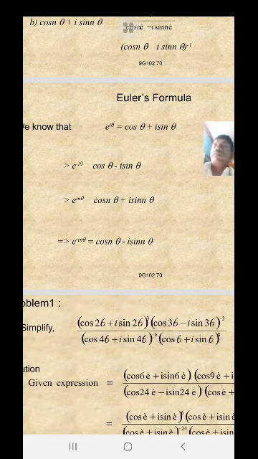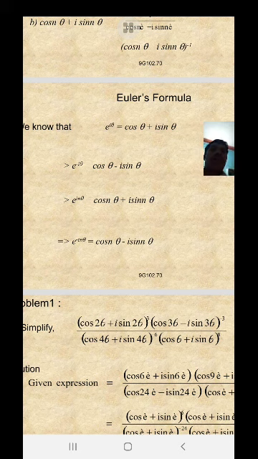Euler's formula: e^(iθ) = cos θ + i sin θ. e^(−iθ) = cos θ − i sin θ. e^(i n θ) = cos nθ + i sin nθ. e^(−i n θ) = cos nθ − i sin nθ.